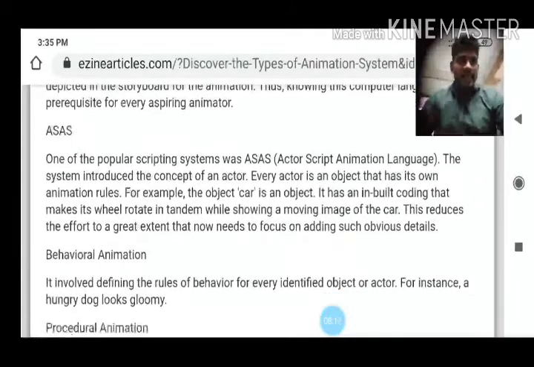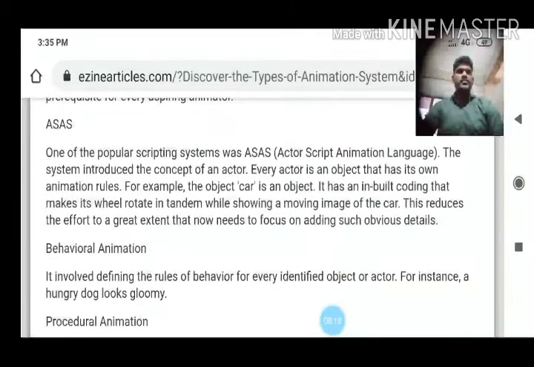Every actor is an object that has its own animation rules. I already told you, your actors are not human beings. Your actors are the objects. A car is an object, is an actor. A bicycle is an object, is an actor. Like that, here actors are nothing but objects. Each and every object has its own rule.